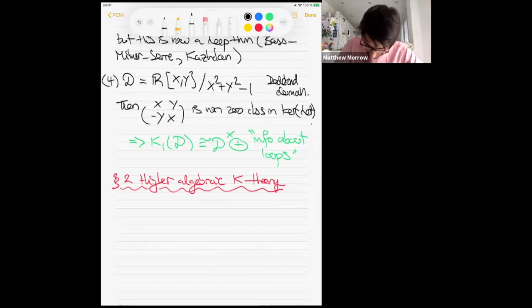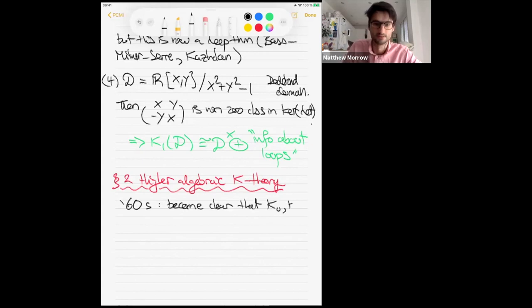So what happened, as a very simplistic presentation of the history, was that by the 60s, it was clear for a number of reasons that K0 and K1 should really just be the beginning of some exceptional cohomology theory.